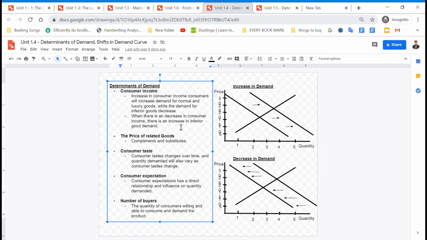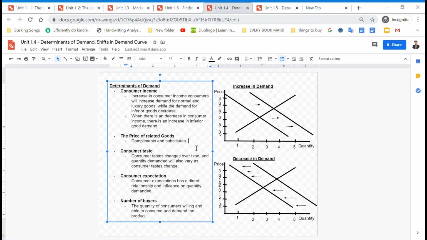When consumer income decreases, usually the demand for a good also decreases. So consumer income is a major determinant of demand, that of which shifts the demand curve either leftwards or upwards. So the consumer's income will either increase or decrease the demand for a certain product. Now, the second major determinant of demand is the price of related goods, either complementary goods or substitute goods.